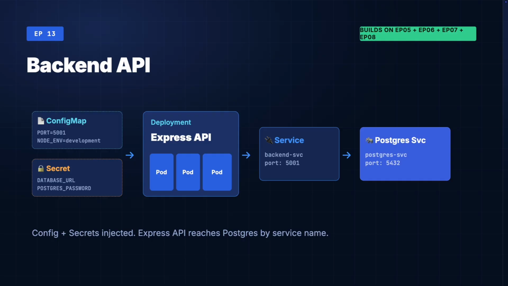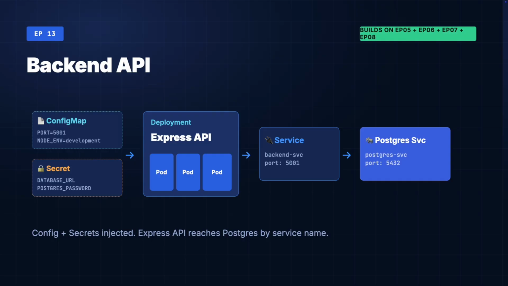This deployment runs our Express API. Kubernetes will create pods from this template and keep them healthy. If a pod crashes, Kubernetes automatically creates a replacement. Notice what's happening. The backend receives configuration from the config map. It receives credentials from the secret, and it connects to PostgreSQL through a Kubernetes service. The backend does not connect directly to a pod. It connects to Postgres-service. Kubernetes DNS automatically resolves that service name to the correct pod.